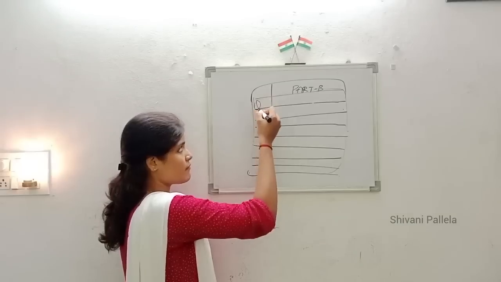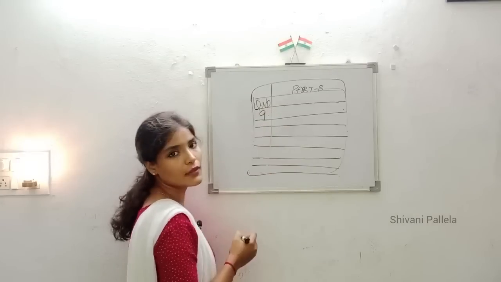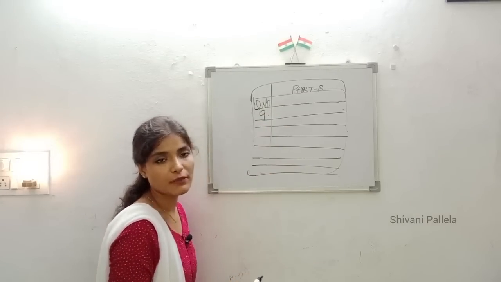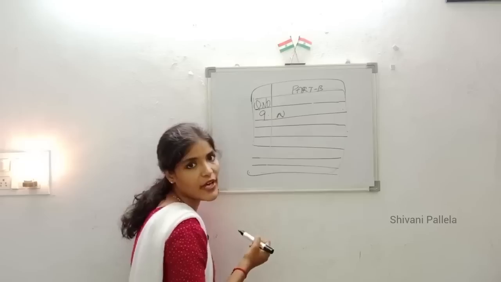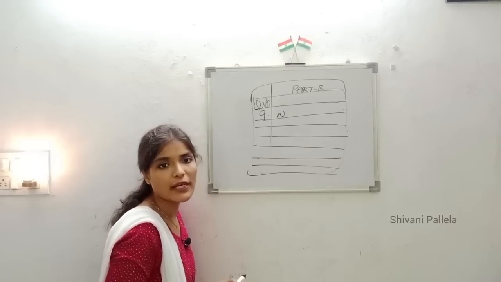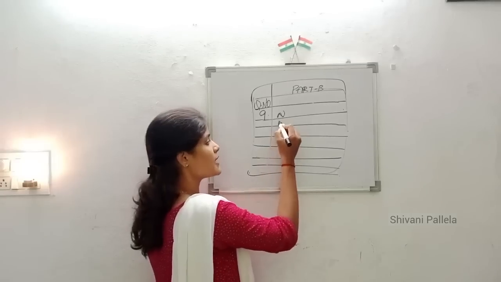Here you write the question number, in which question you are attempting. Question number 9 you are attempting. In the ninth question, you are attempting the A question and the B question. In the A question, what they asked: what is meant by network? Explain the different types of network. The question is there: what is meant by network?